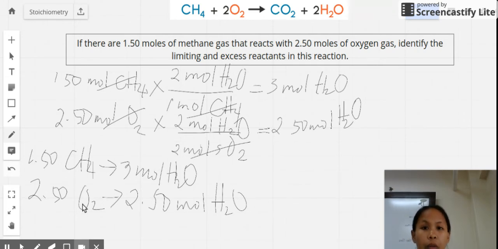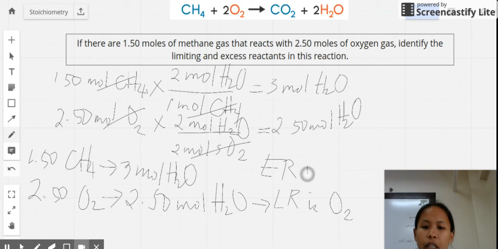Remember that the limiting reactant will dictate the amount of product that is going to be produced. So the reactant that produces the lesser amount of product will be considered your limiting reactant. Between CH4 and O2, obviously your O2 produces the lesser amount. Therefore, your limiting reactant, LR, is O2. And automatically, your excess reactant, ER, is your CH4. Take note, it's a reactant, not a product.